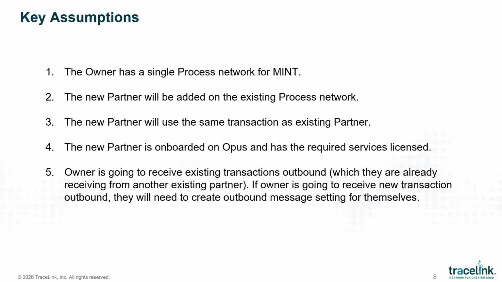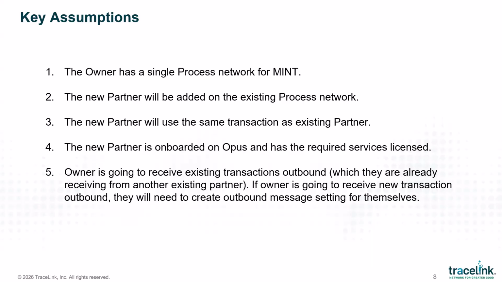These assumptions set clear expectations before onboarding the new partner. First, we're working within a single existing Mint process network. No new network will be created. Second, the new partner will be added to the current network, ensuring continuity and consistency. Third and fourth, the partner will follow the same choreography and transaction models already in use. This minimizes complexity and reduces configuration effort.